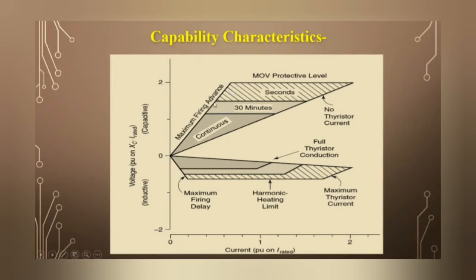Right. So this is the basic capacitive mode. In capacitive mode, there is no Thyristor current. Here we protect the capacitor, so an MOV protection level is there. There is no harmonic, because no Thyristor switching is present during the capacitive mode.